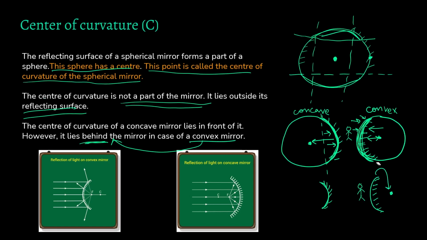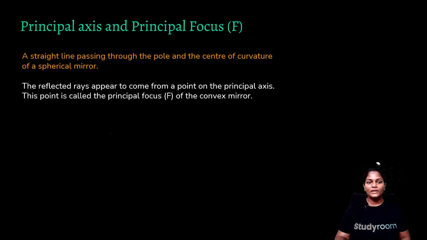Okay, let's move on. Now the principal axis and the principal focus. What is the principal axis? The principal axis is just the line that joins the pole and the center of curvature, or the line that passes through the pole and the center of curvature. That is, if I have a concave mirror, this is my pole, I told you, and suppose this was my sphere.